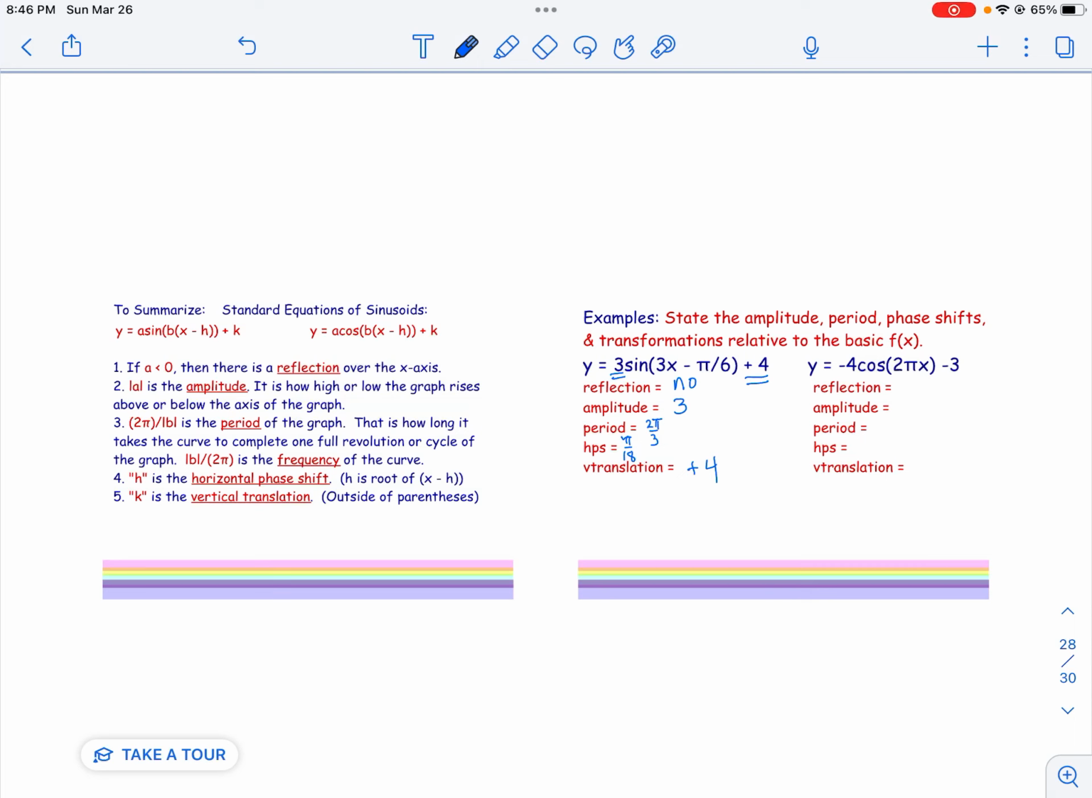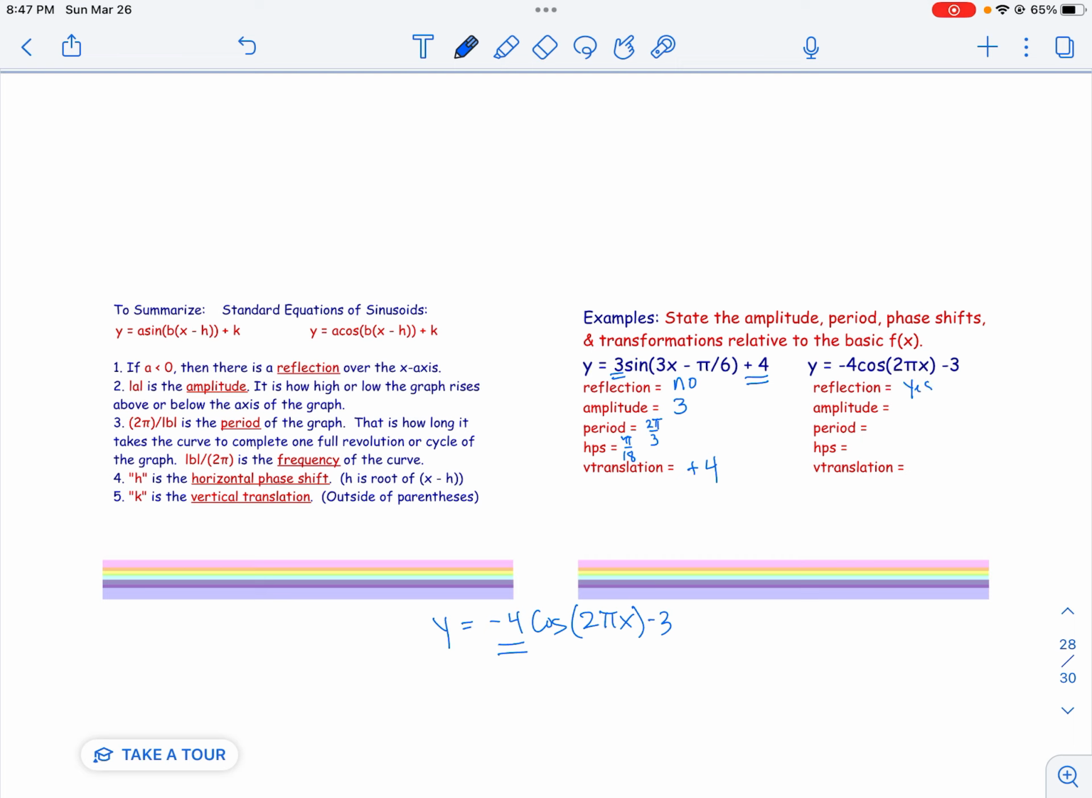Hi everyone, I'm back with example 2 on looking at changes to the basic y equals cosine x or y equals sine x curves and trying to interpret how changes in the equation will translate to changes in the graph. So for example 2, I've got y equals -4 cosine 2 pi x minus 3. I take a look at this and the first thing that I see is my a value is -4.